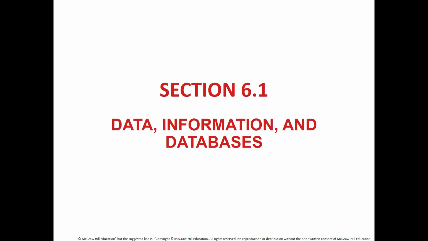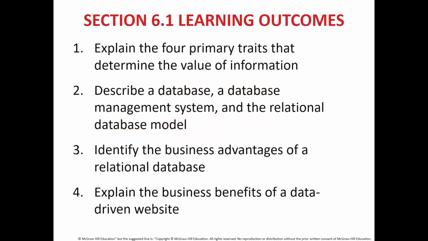In section 6.1, first of all, we'll have a look at what is data, what is information and databases, and all the aspects around it. The learning outcomes that you are supposed to meet for section 6.1 are, first, you should be able to explain the 4 primary traits that determine the value of information. In here, we'll be looking at some of the qualities of information that give value to an organization, especially in terms of decision making. Thereafter, we'll go around describing what is a database, what is a database management system, and the relational database model.